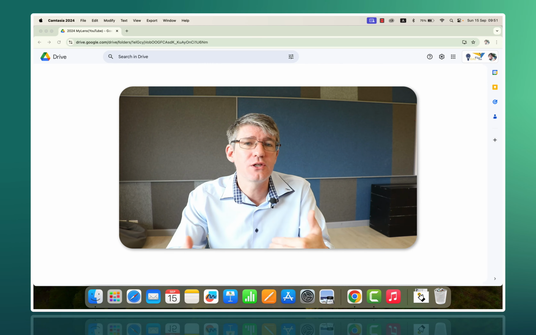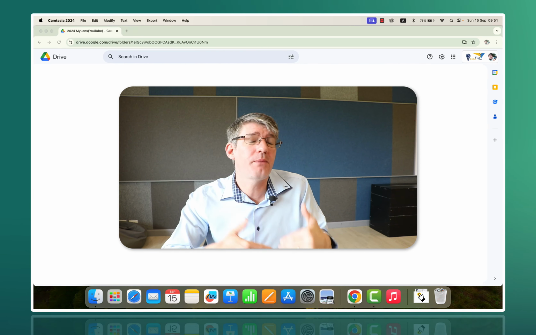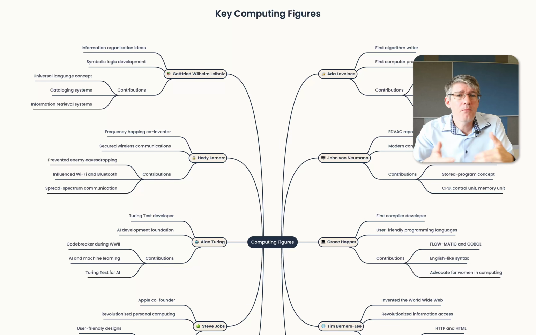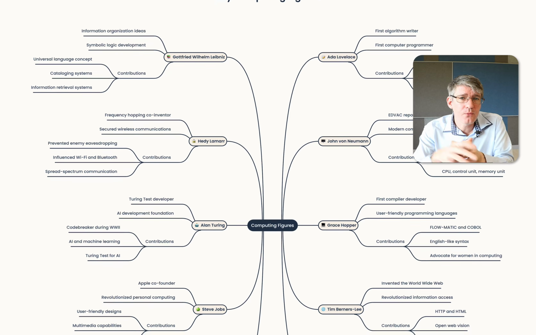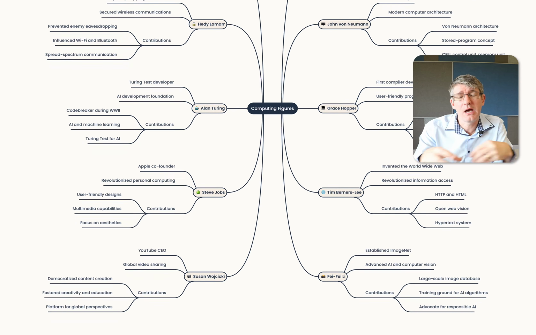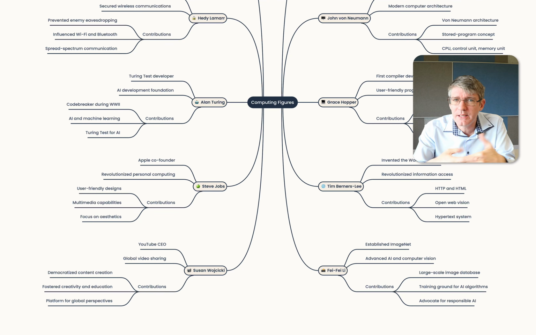Now, I've created a quick document with all the information about these people, but a visual would be great. For example, a mind map. Here you can see a mind map with all those key people highlighted and each of their individual achievements and why they are so significant within computing.